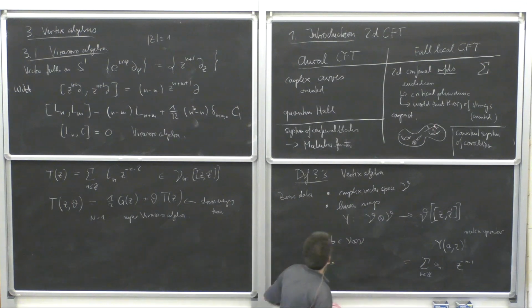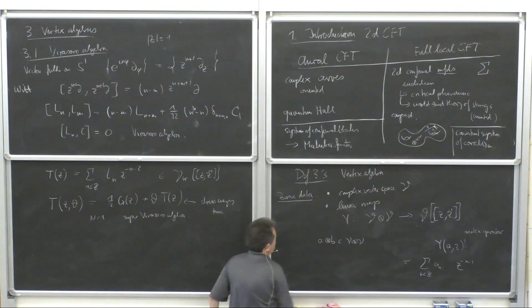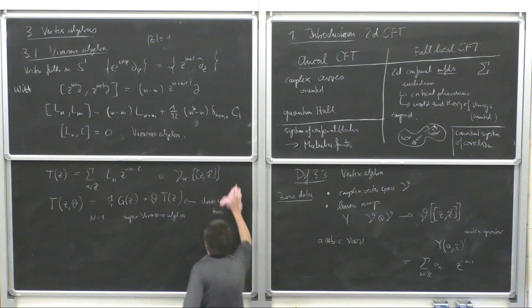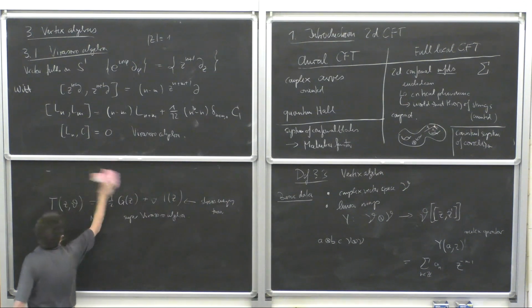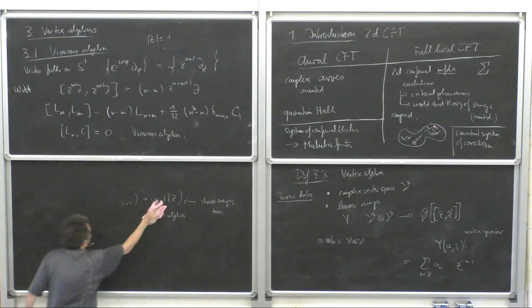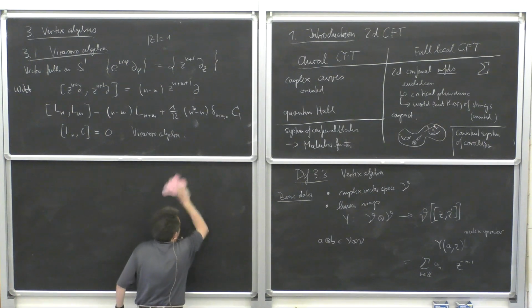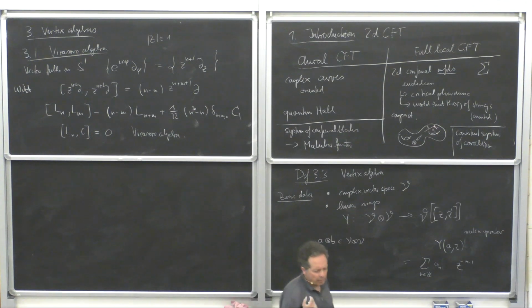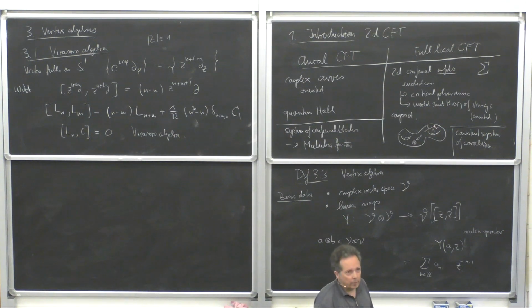Now, I talked about data. The data have, of course, to obey certain conditions. So let me talk about the conditions. And the way I think about vertex operator algebras, it's a very, very complicated version of a commutative algebra with one.